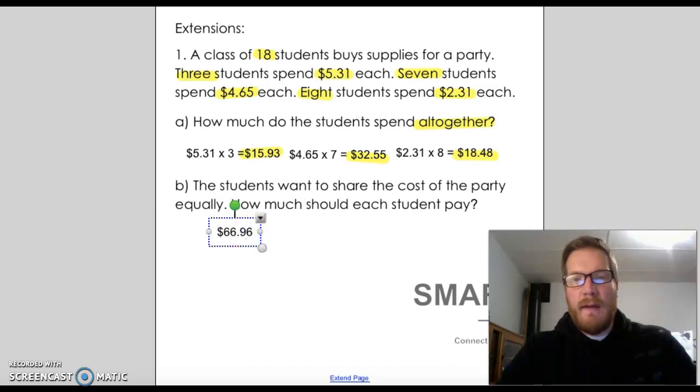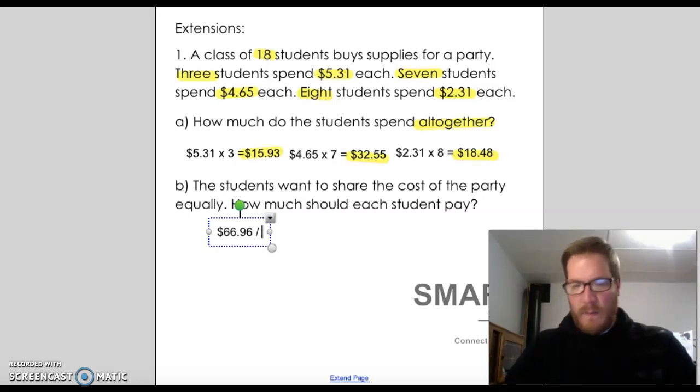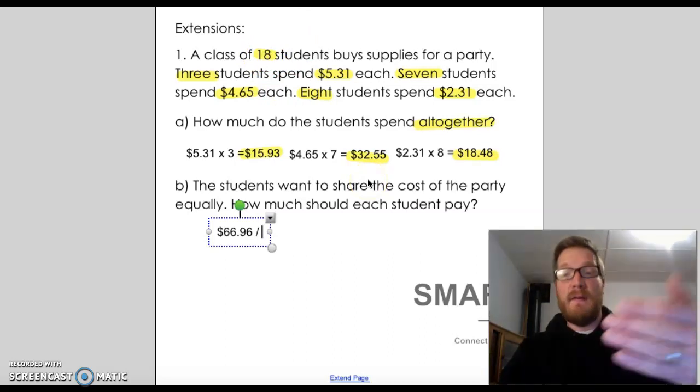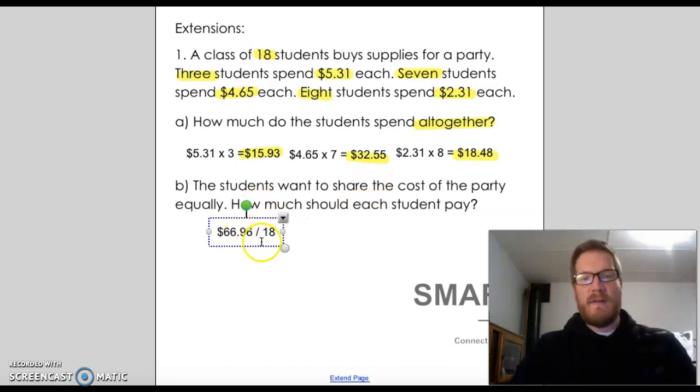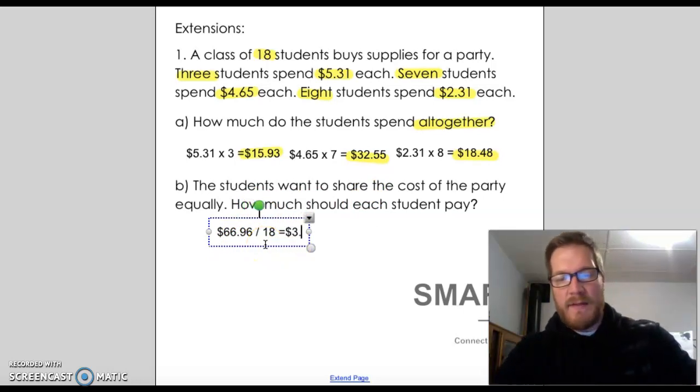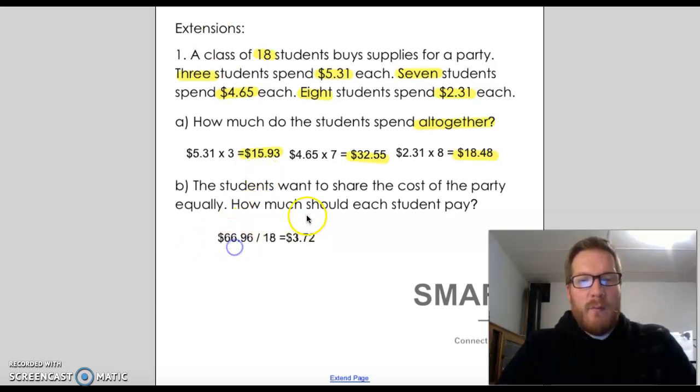And it says that they want to share the cost of the party equally. So how much does each student spend? This gets me back to the fact that there's 18 kids. This is where the division part comes in. I'm going to take the total that I found in part A, and divide it by the number of kids in the class. And when I do that, each kid is going to be responsible for paying $3.72.